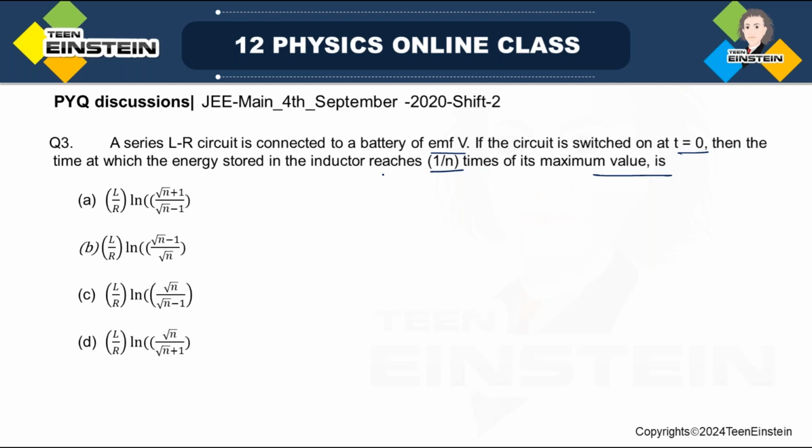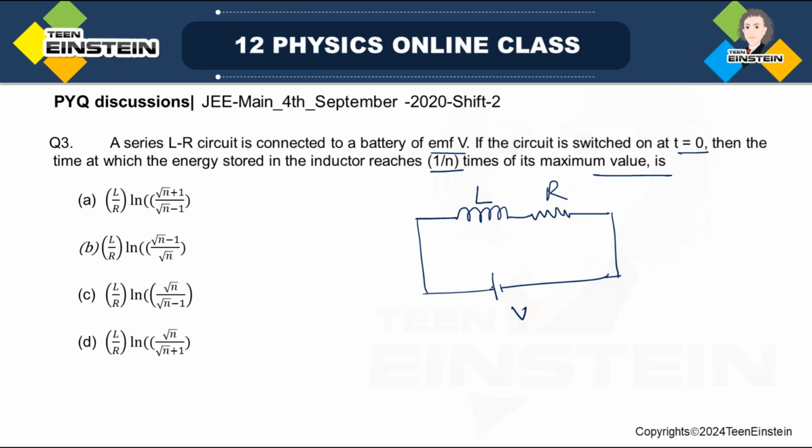Okay. So how to solve this problem? First of all, you have to identify this problem. This problem is not from AC LR circuit. This is actually from DC LR circuit. Inductor and resistor, DC LR circuit, and it is actually, this is L, this is R, so this is V. So it is a transient phenomenon.